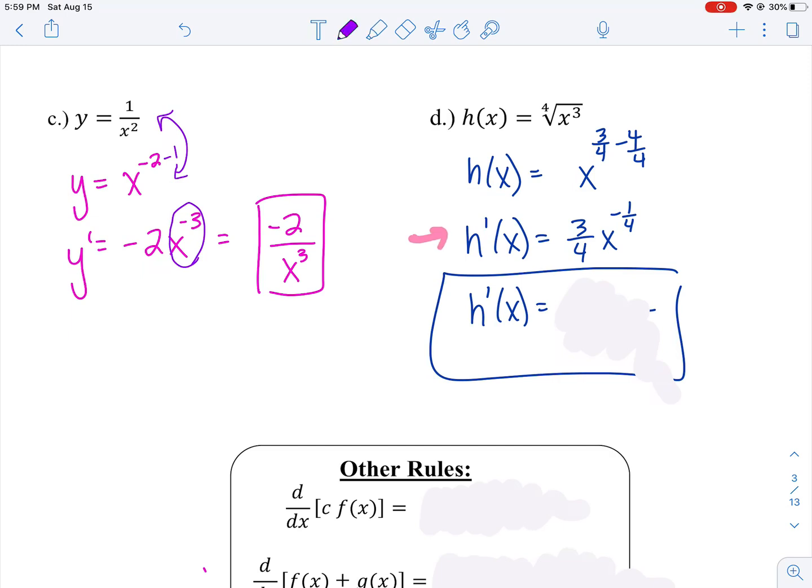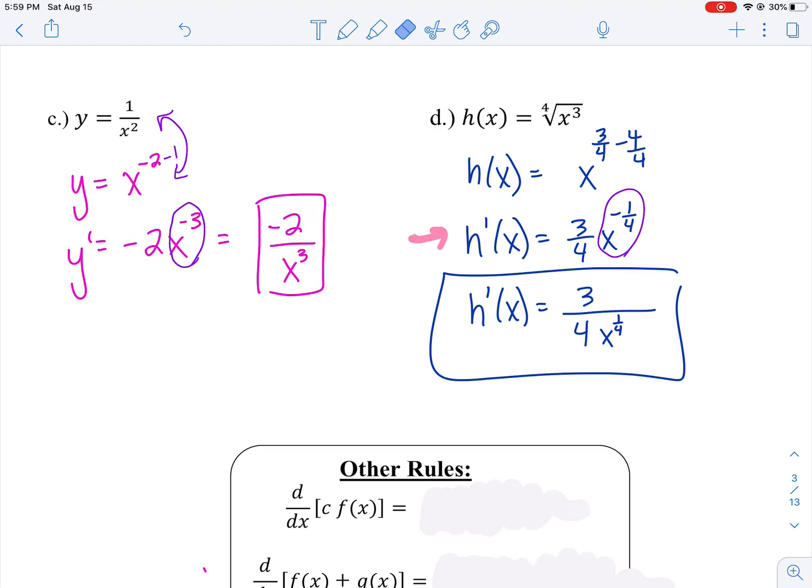Now let's finalize my answer by making this negative exponent positive. I like the 3 where it is on top. I like the 4 where it is on bottom, but I'm going to take that x to the negative 1/4 and drop it down to the denominator so it now has a positive exponent. So my derivative is 3 over 4x to the 1/4. Now you could change these back into radicals if you'd like to. I'm okay with that. Or you can leave it like this as long as your exponents are positive.